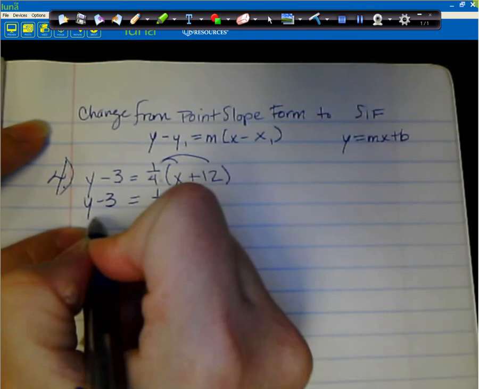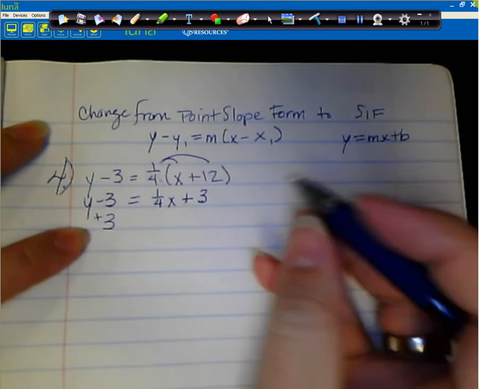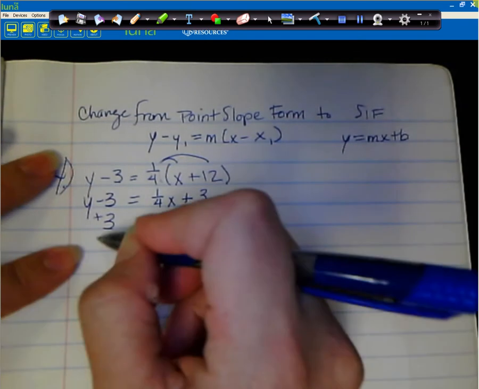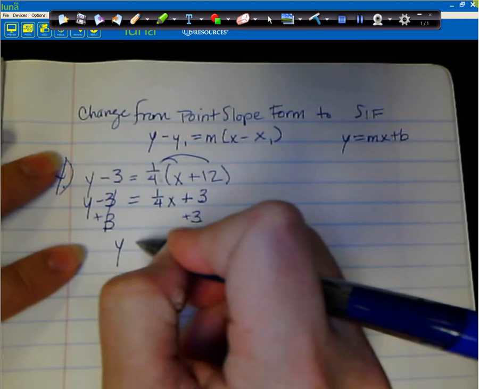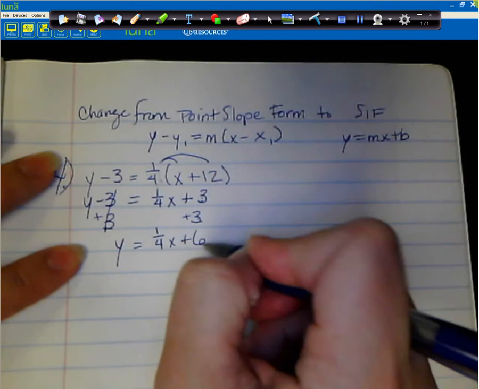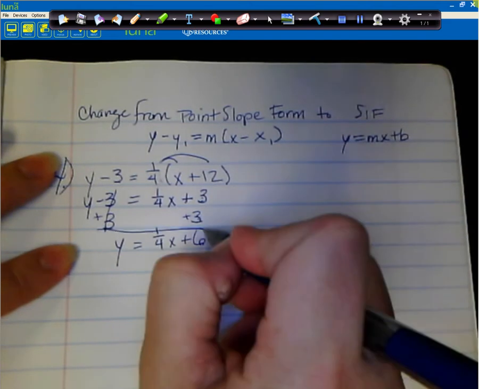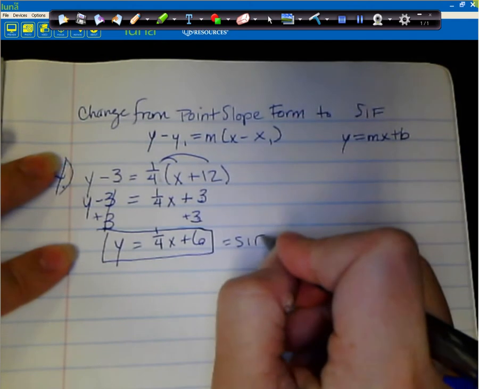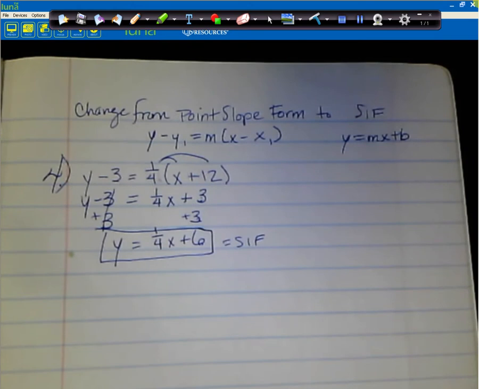Now I'm going to add 3 on both sides because, again, I'm just solving for y, and we're not asking you to do anything here that we haven't already been doing. This is going to cancel. I'm going to bring down my y, my 1/4 x, and then 3 plus 3 gives me 6. So this is now in slope-intercept form. Y equals mx plus b. So I started with point slope and turned it into slope-intercept form. And again, this is really, really simple stuff. This is just solving for y. Make sure you have all that down before you move on.